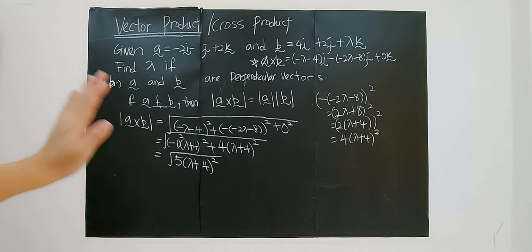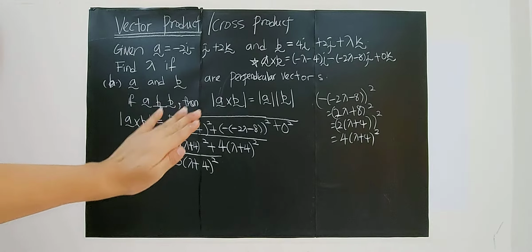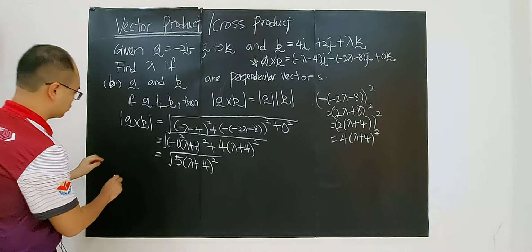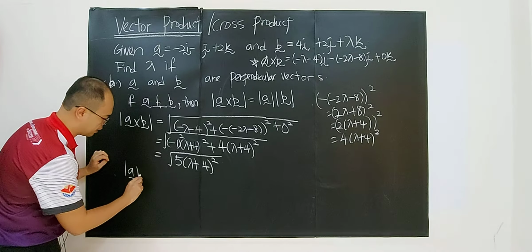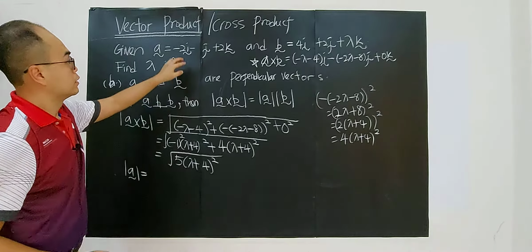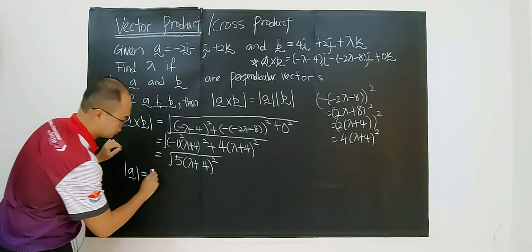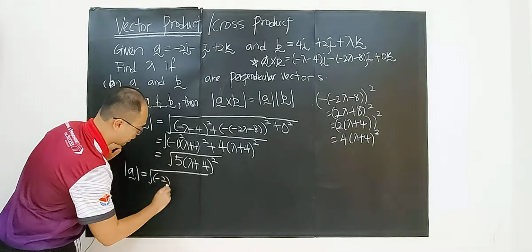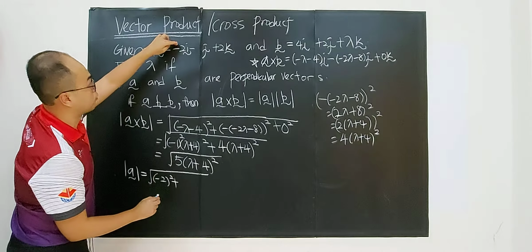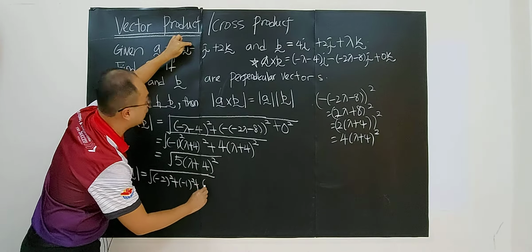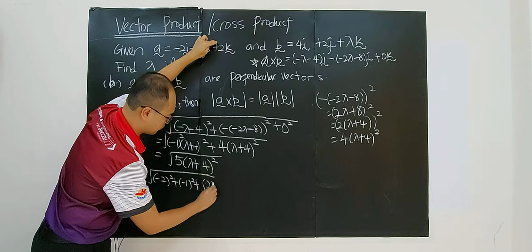Leave this alone first. Now we follow by finding the magnitude of A. The magnitude of A will be the square root of negative 2 squared, the x component, plus negative 1 squared, plus 2 squared.